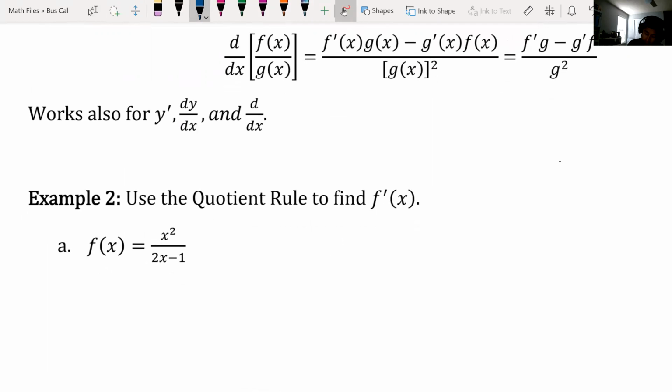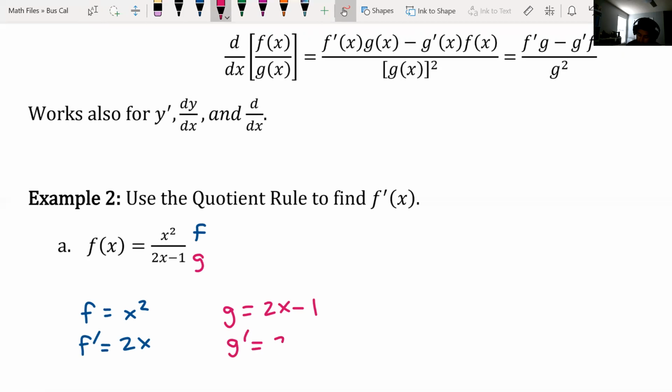Okay, so the numerator is f and the denominator is g. And I'll write those out here. So f is x squared, g is 2x minus 1. Take their derivatives again. F prime is 2x.